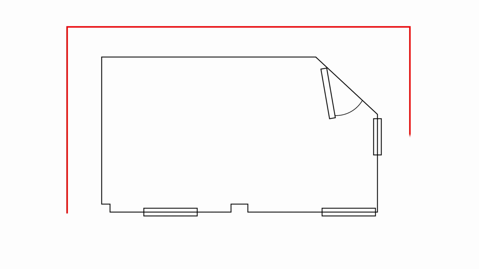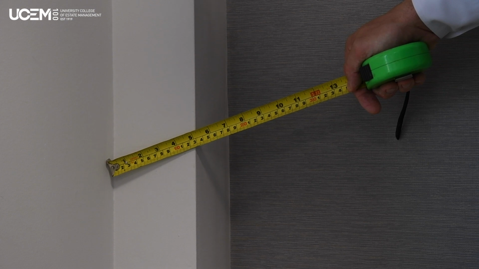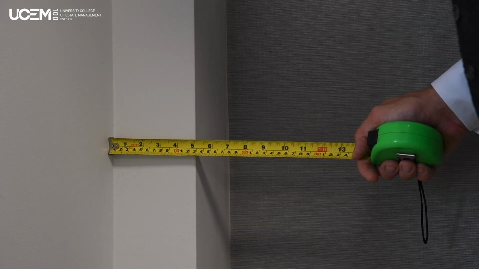Choose a fixed point to start measuring, normally a corner, and work clockwise around the room so you don't miss anything out. It's normally easier to read the tape measure this way, and remember to keep the tape measure level.